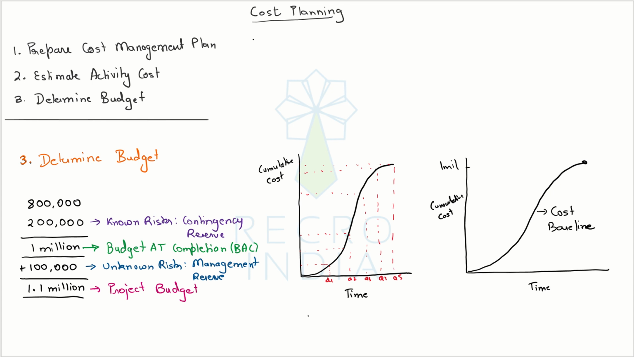That 1.1 million will be above this part here. So this could be your mark of 1.1 million, which is the project budget, and this part here is your budget at completion. And like I said, this is the cost baseline, the time phased expected expenditure, the S curve, which will be used as your basis for performance measurement.